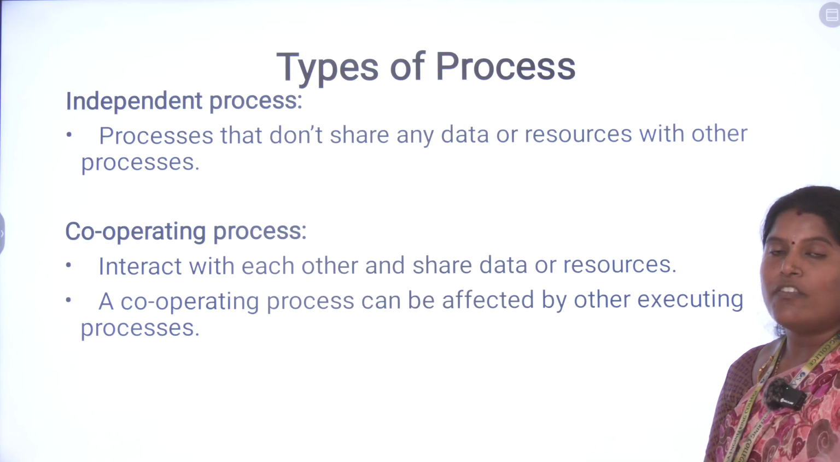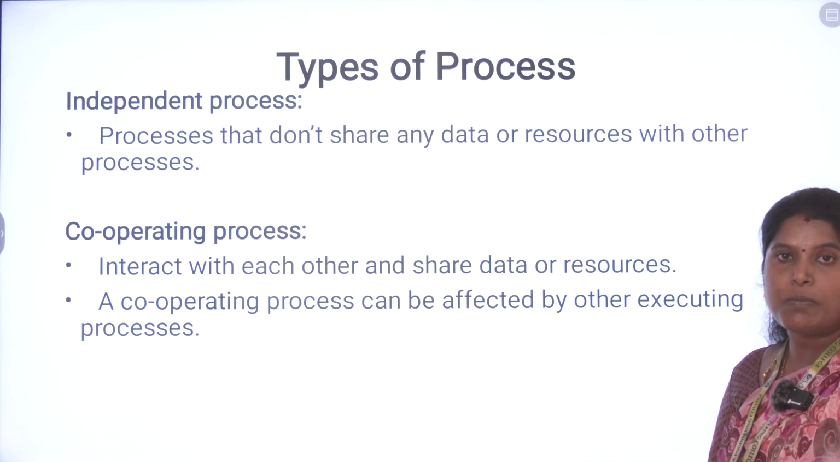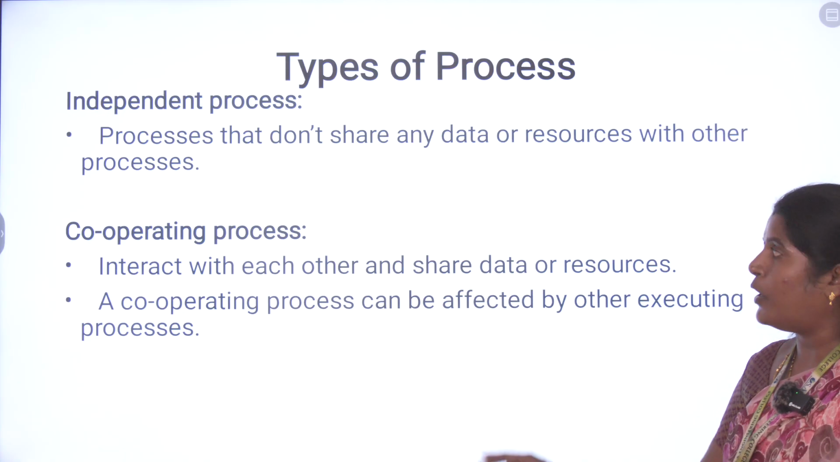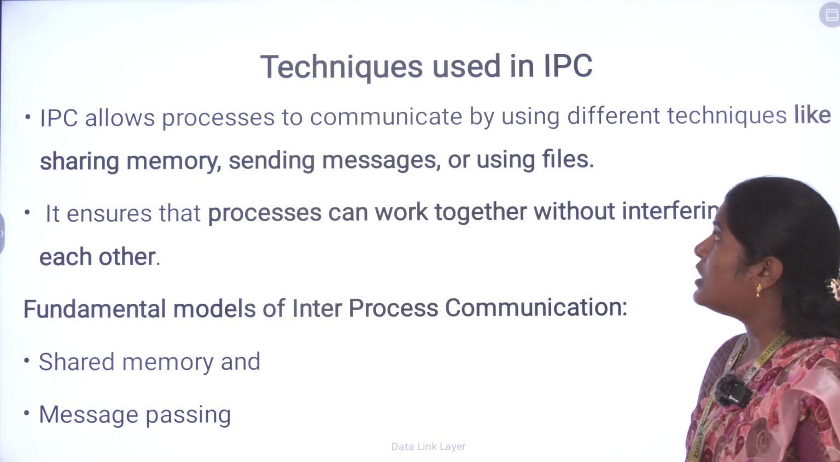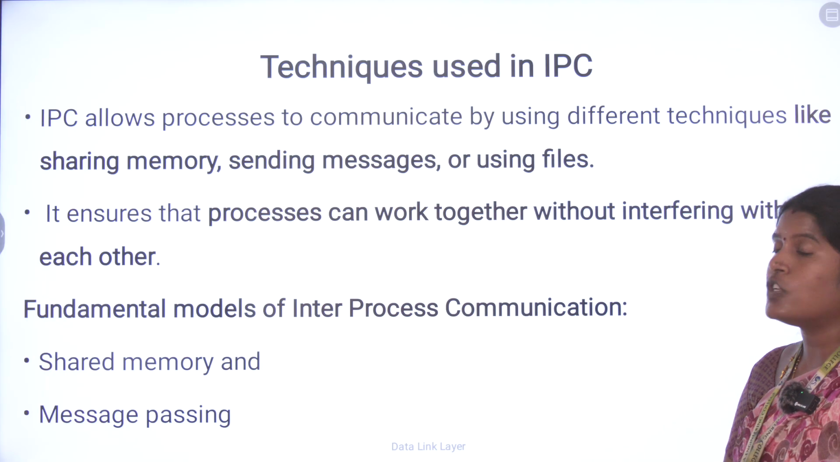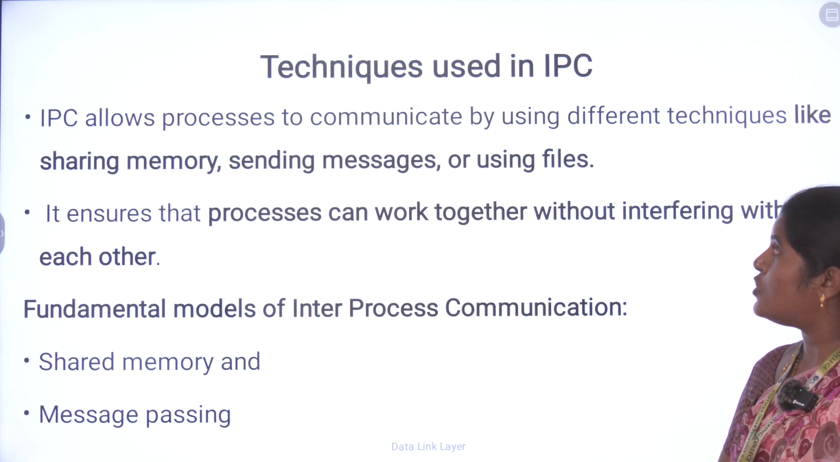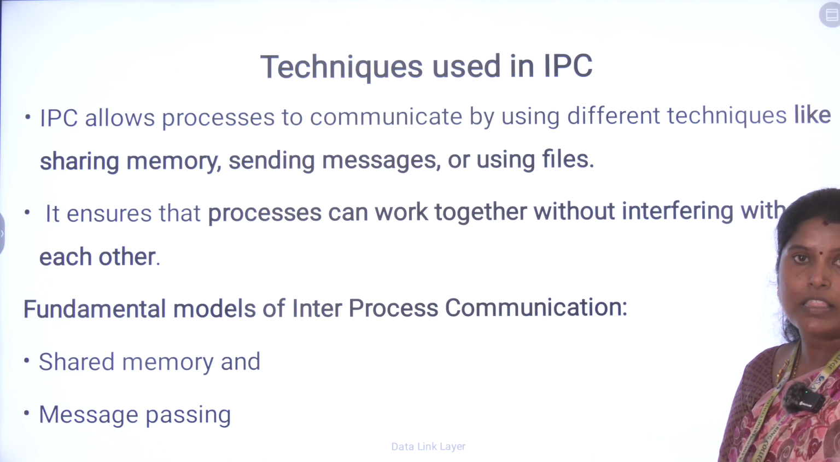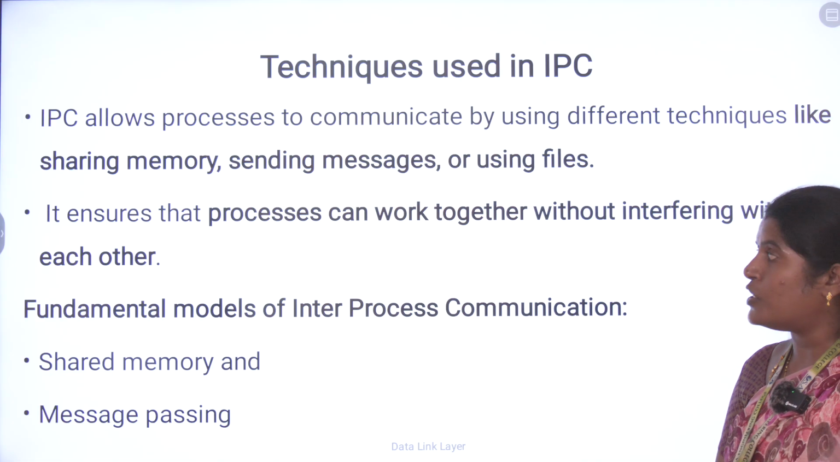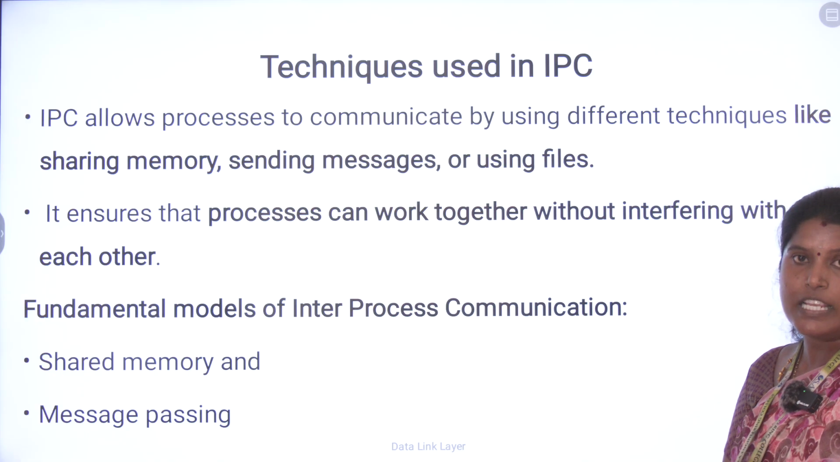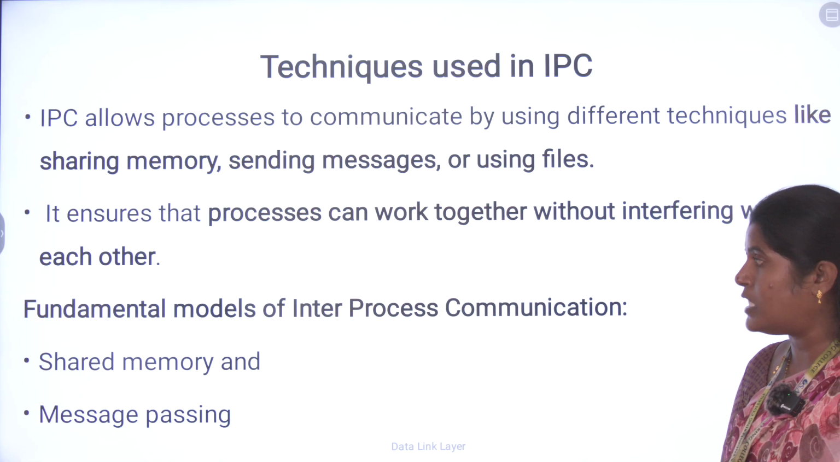During the interaction between the resources, there is a possibility for conflicts to occur, which might result in a deadlock situation. In order to overcome this, the operating system provides a facility called inter-process communication. Moving on to the techniques used in inter-process communication. It uses techniques like shared memory, sending messages, or using files in order to provide the interaction between the different resources. It ensures that processes can work together without interfering with each other, thereby reducing deadlock situations.